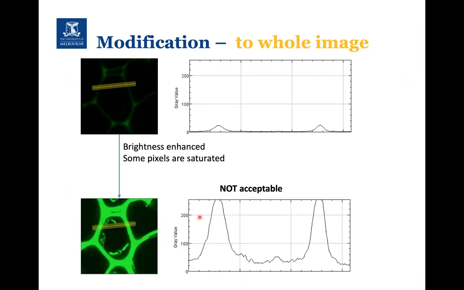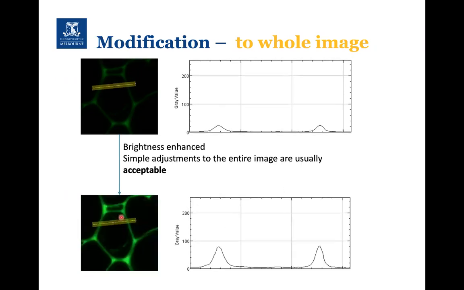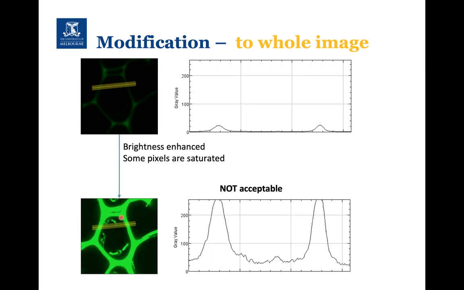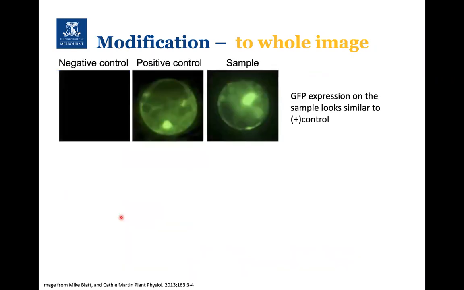Obviously, if you go too far and then you're essentially saturating the intensities, you can see that the interpretation of that image and that image are very, very different. So this is not acceptable in that case. In this example, again, they're modifying the whole image. So I quite like this experimental setup. They've got their sample and they're obviously looking at fluorescence intensity or something. It's fairly similar to their positive control sample, and they've included a negative control in there as well.